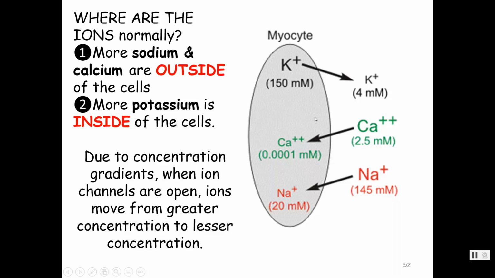Okay? So we have these concentration gradients. Ions typically cannot move through that phospholipid bilayer because ions are charged, and then we've got a fatty bilayer. So they're going to enter and exit through gates, through ion channels. This is where we're starting. There's more sodium and calcium outside and more potassium inside. So all we have to do is, if there's a gate that opens, these ions are going to move based on their concentration gradient, from greater concentration to lesser concentration.